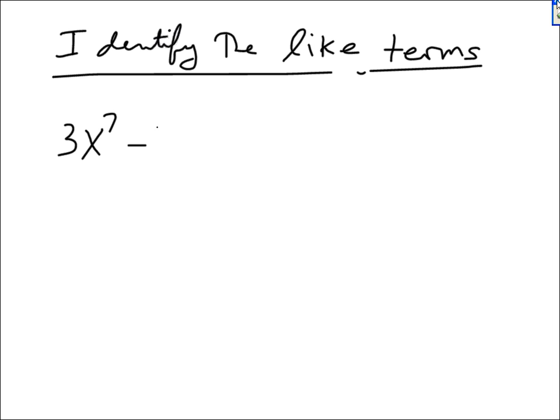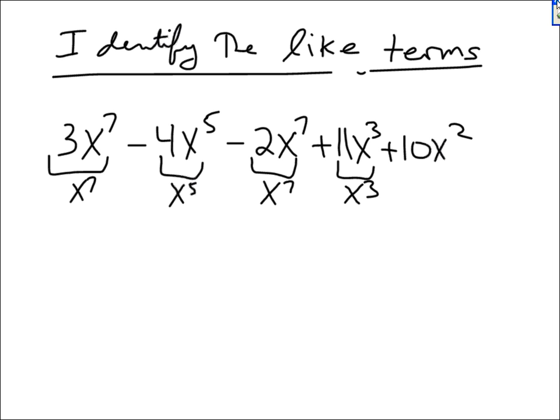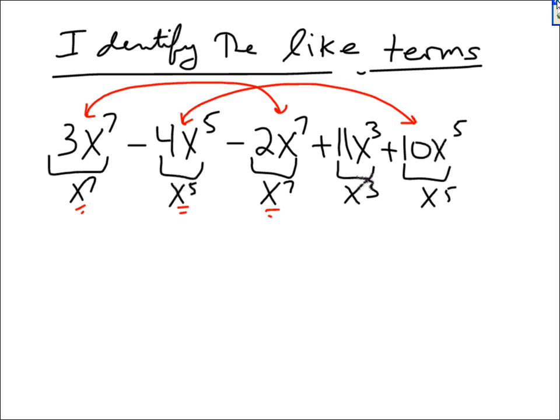3x to the 7th minus 4x to the 5th plus or minus 2x to the 7th plus 11x cubed plus 10x squared. Well, this term is an x to the 7th because I ignored the 3. This term is an x to the 5th term. This is an x to the 7th term. This is an x cubed term. And I meant for the last one to be 10x to the 5th. When I ignore the 10, I get x to the 5th. When I have the same type of term, they're alike. For example, the first term and the third term are alike. Why? Because they were both x to the 7th. And the second and the last term, they're alike because they're both x to the 5th.